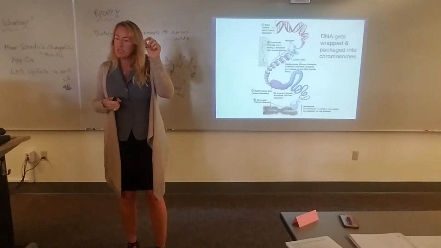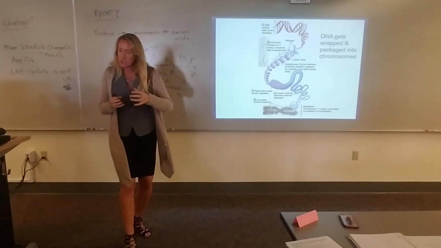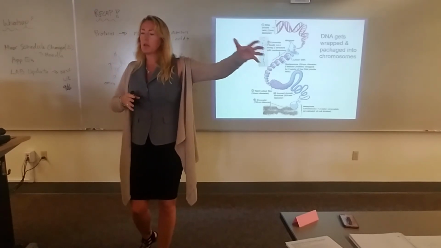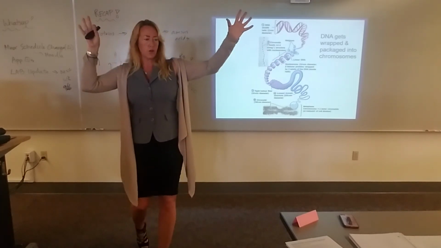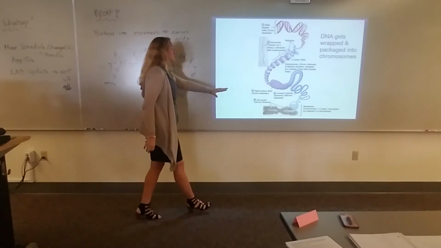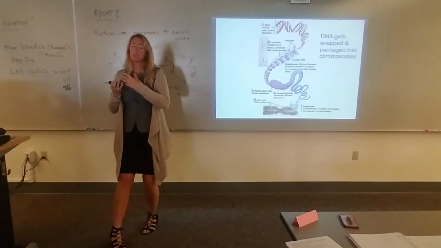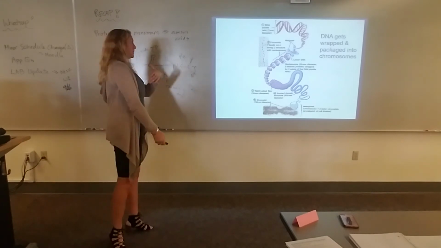That's what your cells do. They need to wrap up the DNA and scrunch it up into little packages because they're going on a trip. They're going to be dividing and getting separated and going into two separate cells. So this final superstructure is where they're packed into chromosomes because they're going to be moving. They're going to be doing something. We're going to talk about that soon.